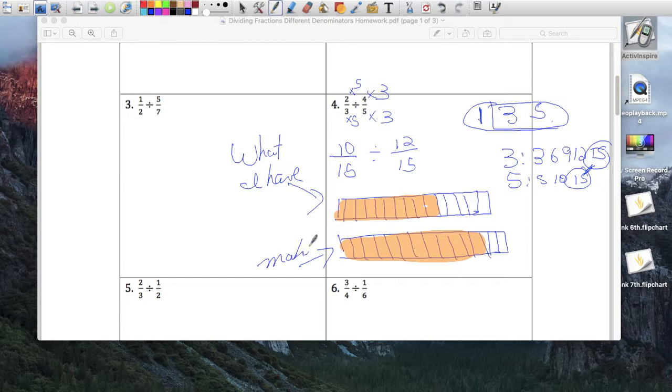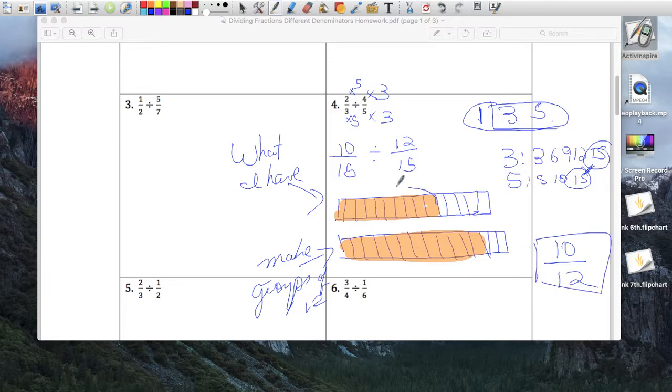Make groups of 12. So can I make a group of 12 out of 10? I can't. But I can definitely make a group of 10 out of what? Out of the 12 that I was trying to make. Okay? And that's my answer using modeling.